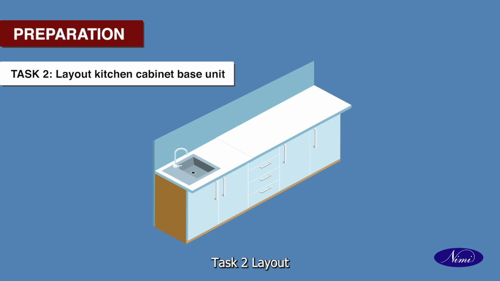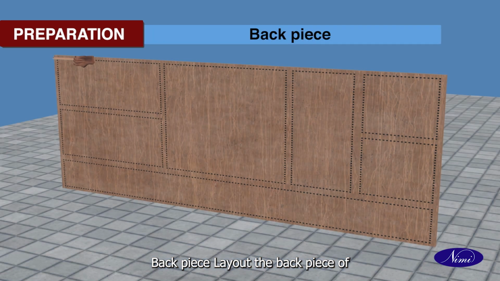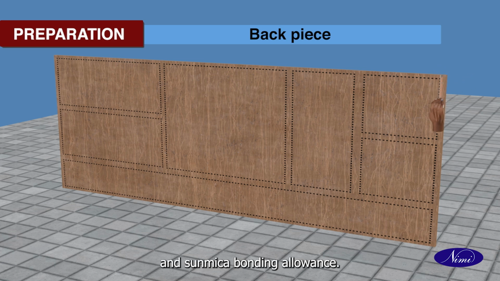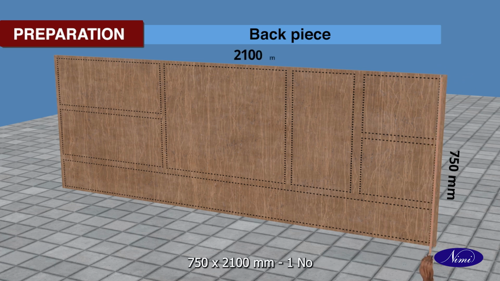Task 2. Layout kitchen cabinet base unit. Backpiece. Lay out the backpiece of a cabinet considering the sawing, planning and sunmaker bonding allowances. 750 into 2100 mm, 1 number.